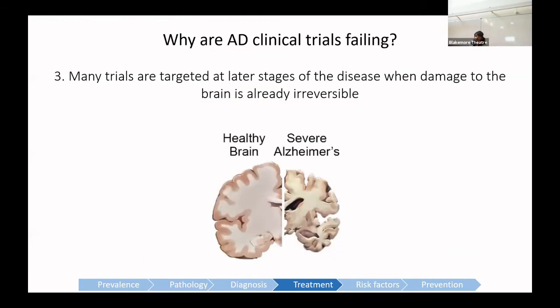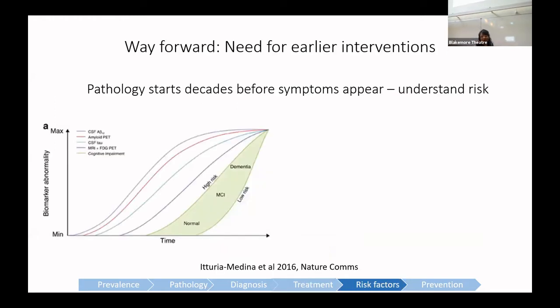And the third thing that I wanted to talk about today is that we're timing these trials apparently incorrectly. A lot of these trials are targeted at a stage of the disease when a lot of the damage to the brain has already happened, and at this point is irreversible. So it makes these treatments a little bit redundant at this late stage. And so really one of the things we need to be doing going forward is thinking about earlier interventions, and thinking about how we can target people who are at risk of developing dementia but don't have the symptoms yet, and how we can try and slow down the progression of the pathology before the symptoms appear.